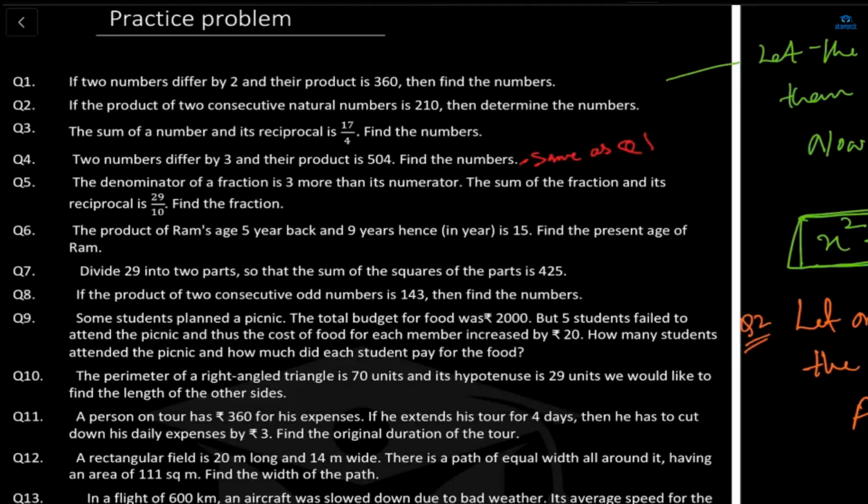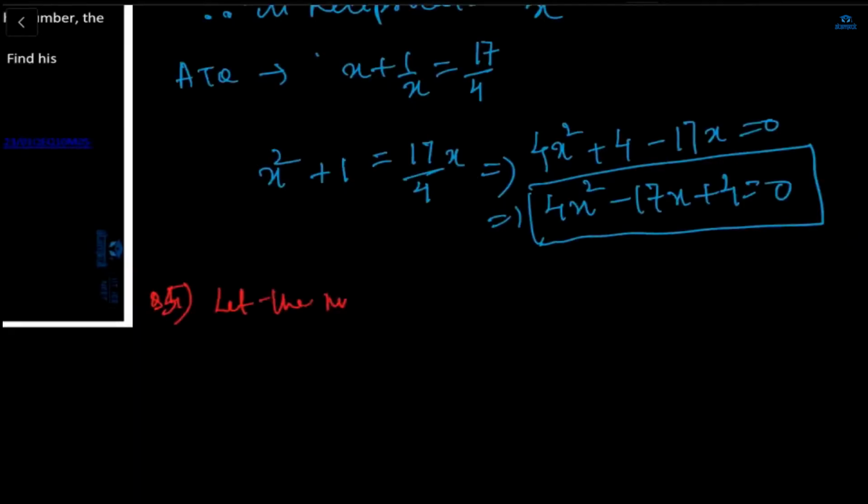The denominator of a fraction is 3 more than its numerator. So the denominator is given with respect to the numerator. Let the numerator be x. Therefore, the denominator will be x plus 3.